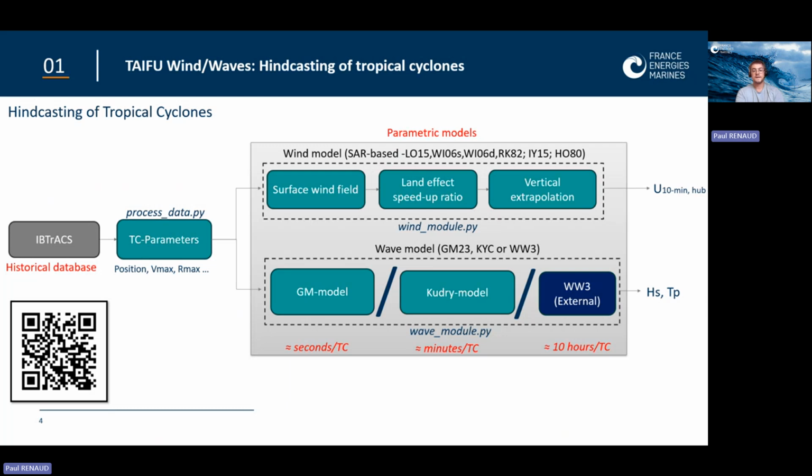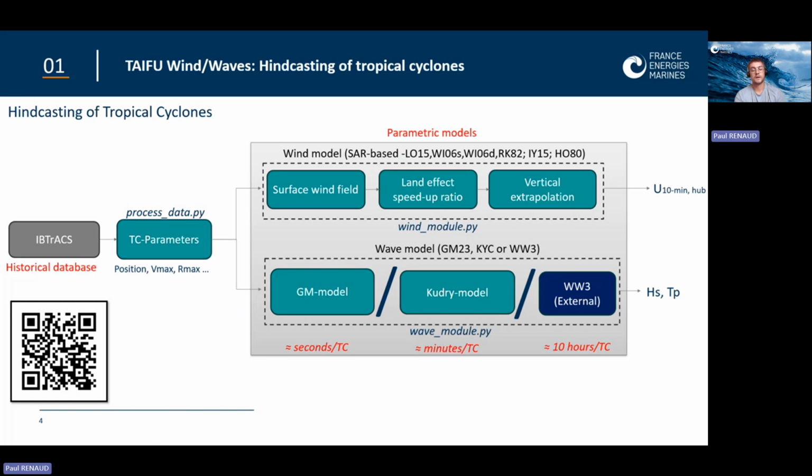The first functionality is the reproduction of a historical event at a specific site. We rely on the historical database, IBTrACS, which provides all the TC parameters, so the position, the intensity, the size of the storm at a 3-hour time step. Different agencies provide these parameters, and here we rely on the parameters provided by the US agency, because these parameters are provided for almost every TC around the world. So the method is applicable to any site around the world.